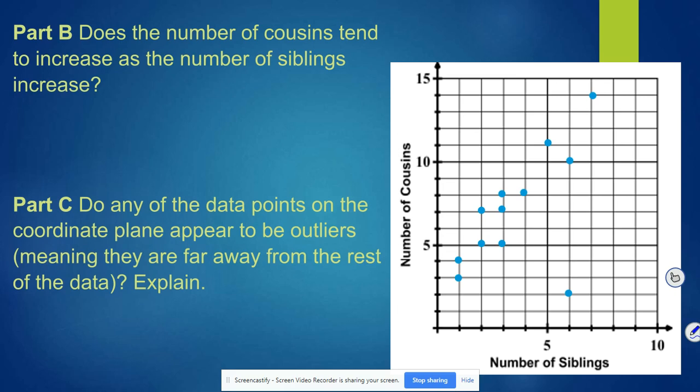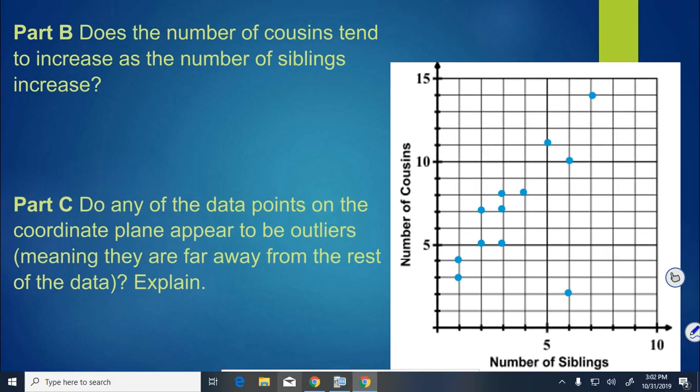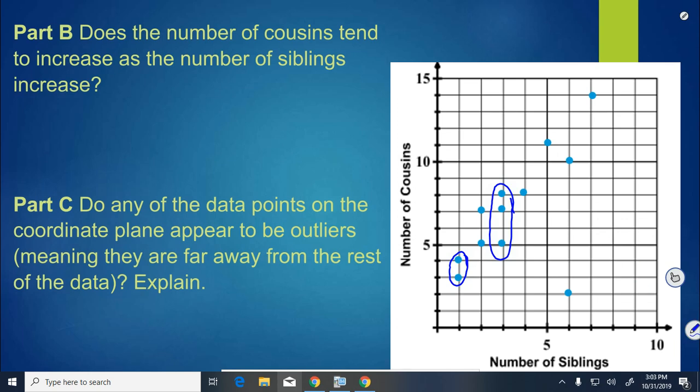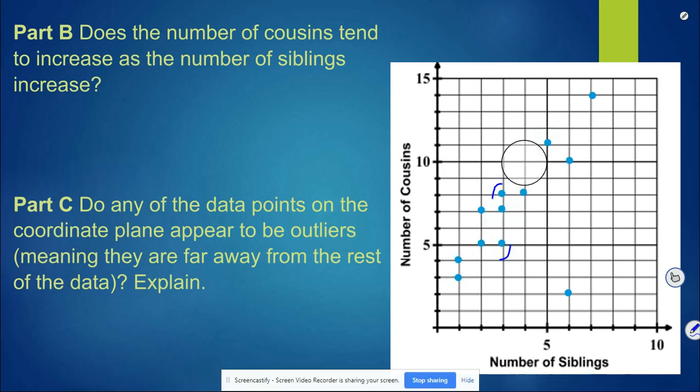Okay, so here I have all those same points already plotted. So we want to answer the question, does the number of cousins tend to increase as the number of siblings increase? And by looking at this, we see that there is an upward trend. As number of siblings increases, number of cousins also increases. If we look here, with one sibling, it looks like you have 2 or 3 or 4 cousins. But with 3 siblings, it looks like you have 5, 7, or 8 cousins. And with 5 siblings, it looks like you have 11 cousins. So as the number of siblings increases, so does the number of cousins.